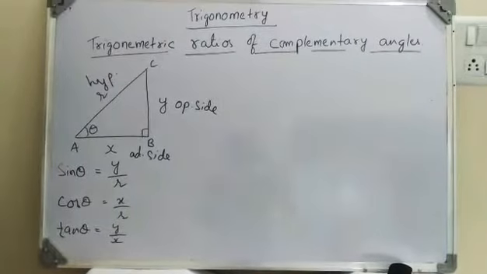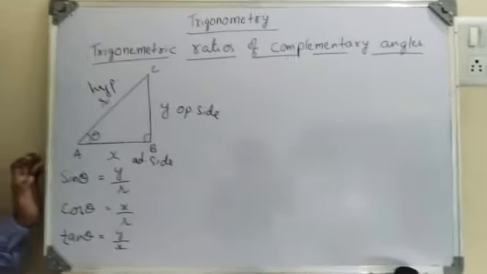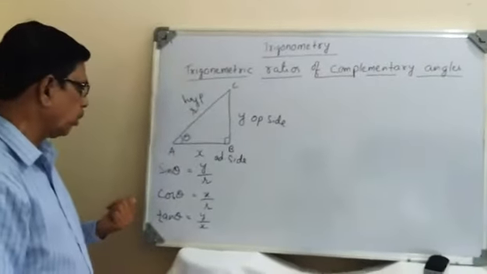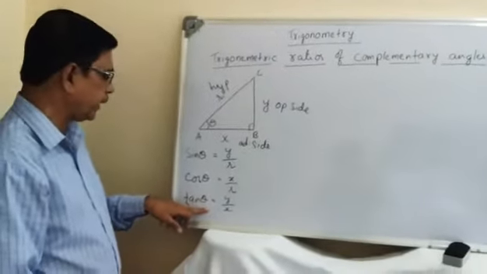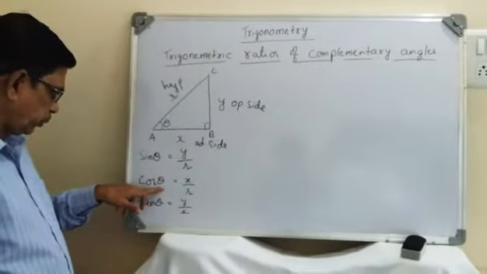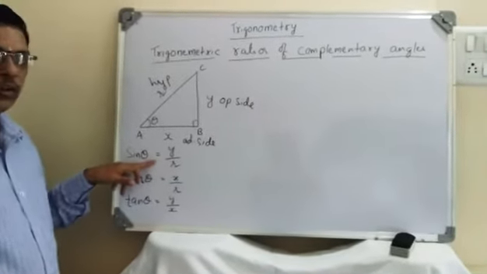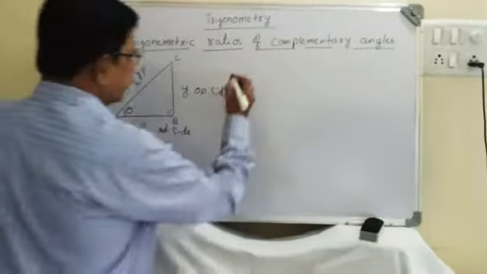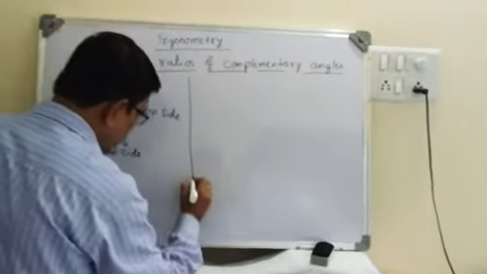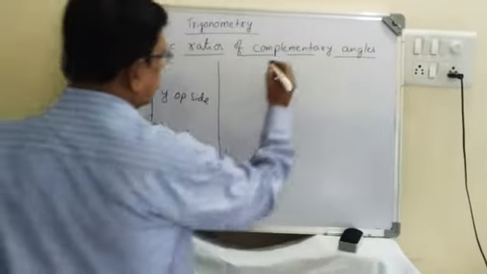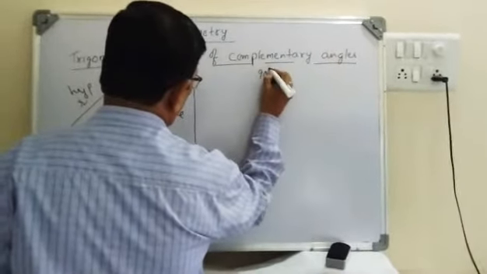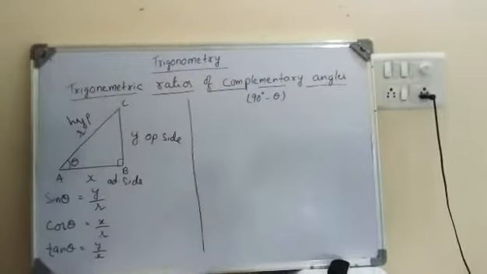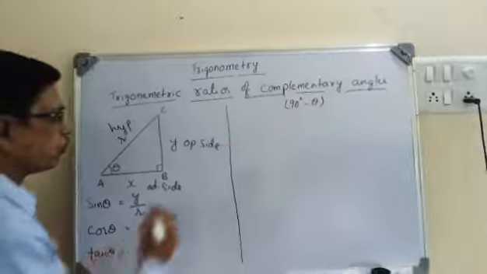And the remaining three ratios, that is secant theta, cot theta and cosecant theta. Cot theta is the reciprocal of tan theta. Secant theta is the reciprocal of cos theta, and cosec theta is the reciprocal of sin theta. So all these things we learned in our previous video lesson. Now we learn about the ratios of 90 minus theta.